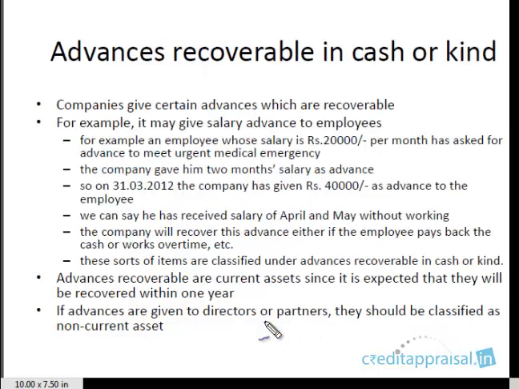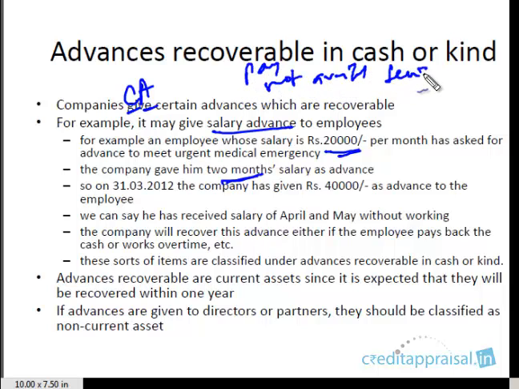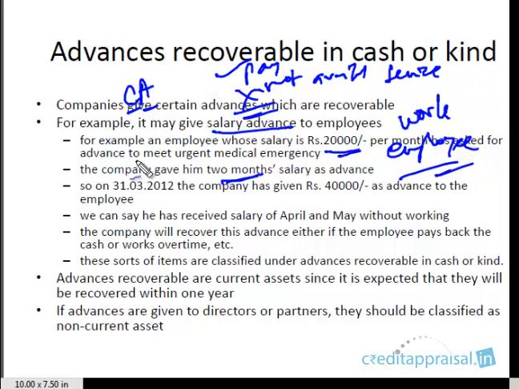Then there are certain items called advances recoverable in cash or kind. Say, for example, you have given a salary advance to your employee, whose salary is 20,000. Say you have given 2 months' salary advance. So this 40,000 will be classified as a salary advance, and it is a current asset. Because what is a current asset? You have made the payment but not availed the service. Here, what is the service? The service is the work done by the employee. Without working, he has obtained cash. You paid him but you didn't avail his services so far. So it is an asset. It is a current asset. So all these advances will be classified under current assets, right?